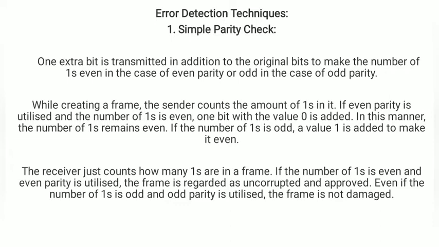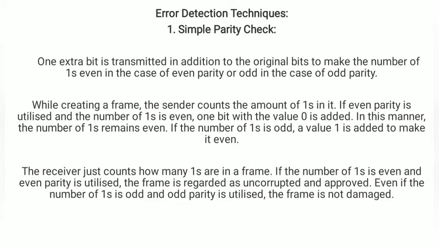One extra bit is transmitted in addition to the original bits to make the number of ones even in the case of even parity, or odd in the case of odd parity, in a parity bit check. Here are some techniques to detect error. The first one is simple parity check. One extra bit is sent along with the original bits to make the number of ones either even in the case of even parity or odd in the case of odd parity.